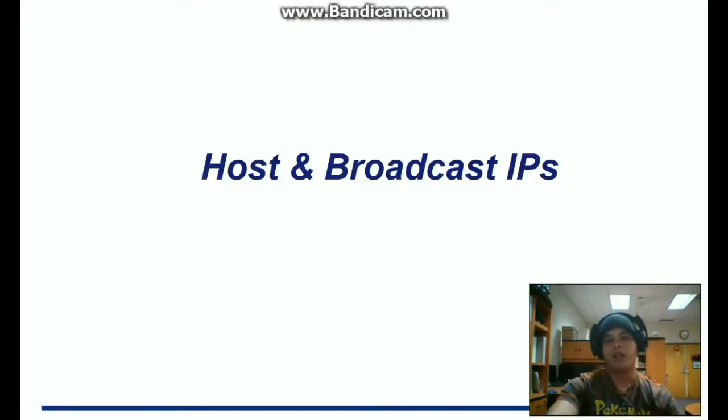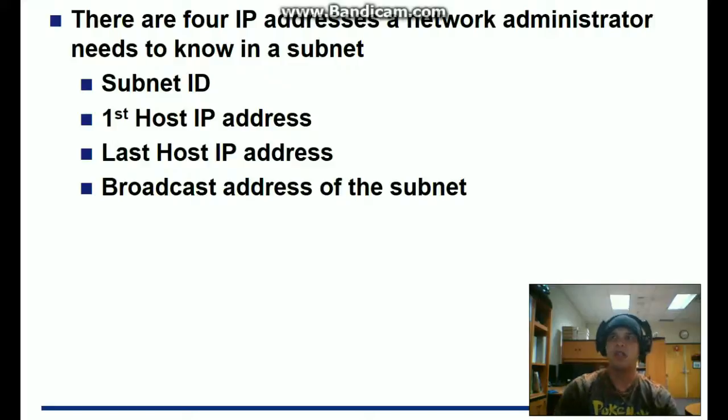Now, how do we find host addresses and broadcast IPs? Well, let me go through these, and after this it is pretty much like subnetting on your own. So there are 4 addresses a network administrator needs to know to subnet. What is the subnet ID? What is the first available host IP address? What is the last available host IP address? And then what is the broadcast address?